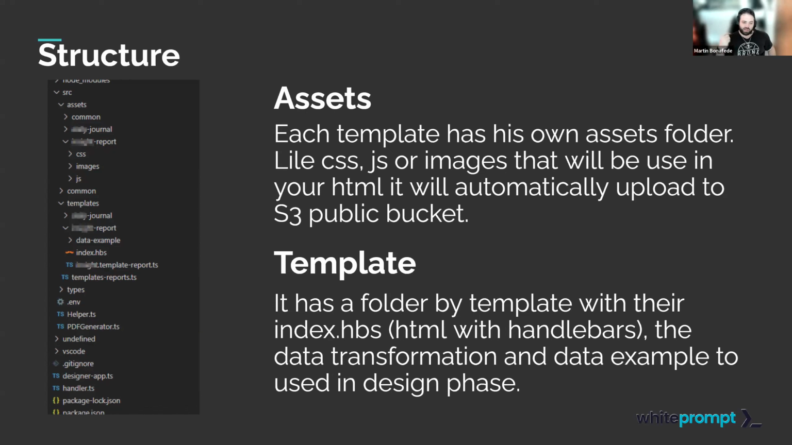For the templates, you add a folder for each template that you want to add. We have 2 templates right now. Yeah, we can add unlimited templates. We just add a folder and an index.hbs, which is HTML and Handlebars, and you can call it. And the assets have the CSS, the JavaScript, or images that you need. These assets are automatically deployed when you do a serverless deploy. They are automatically deployed to an S3 bucket that is public.